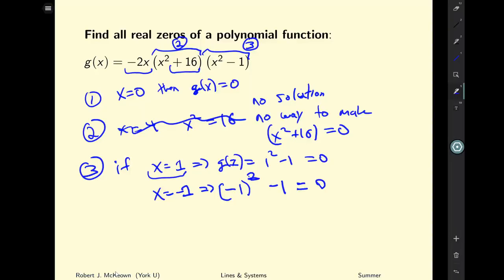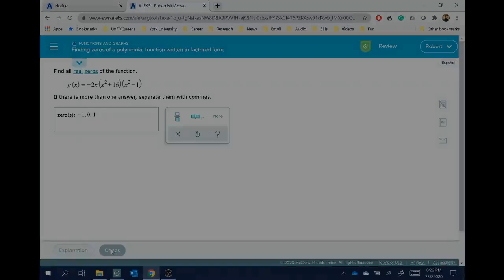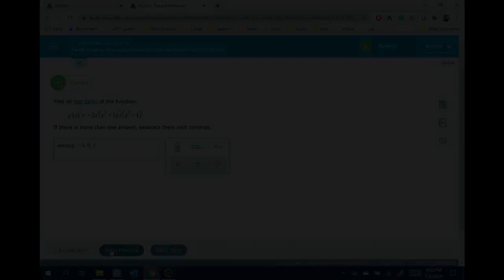So there are 3 answers to the question. If x is equal to 0, if x is equal to negative 1, and if x is equal to 1, then g of x is going to be equal to 0. Now let's go to ALEKS and see if we did it correctly. I've gone ahead and added the values into ALEKS. So we've got negative 1, 0, and 1, and I'm going to click on the check button, and we got the correct answer.